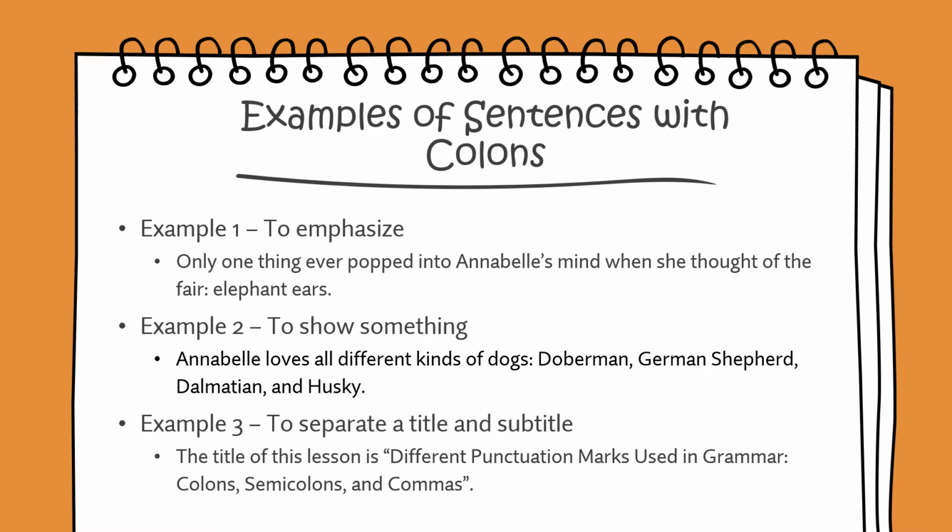The second sentence is an example of a colon being used to show something. In this case, it is a list. Annabelle loves all different kinds of dogs: Doberman, German Shepherd, Dalmatian, and Husky.